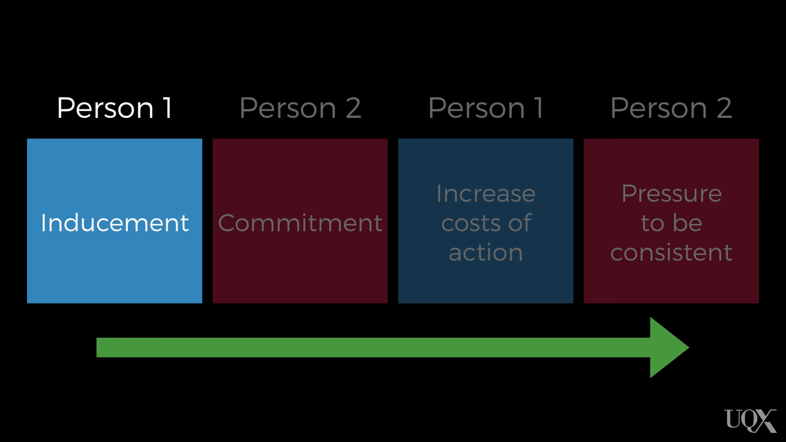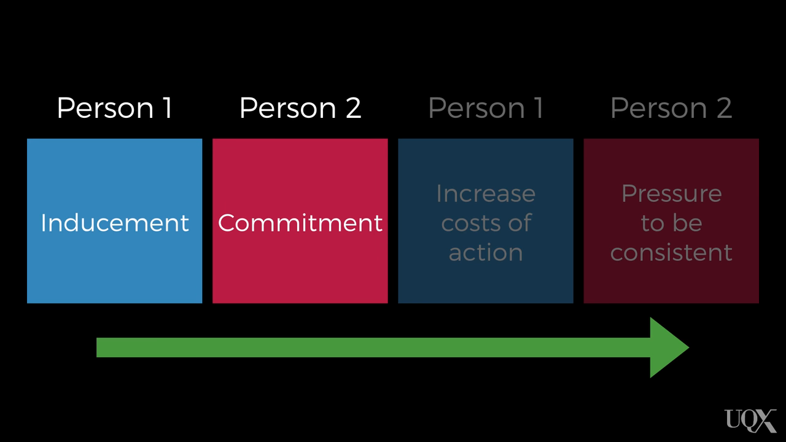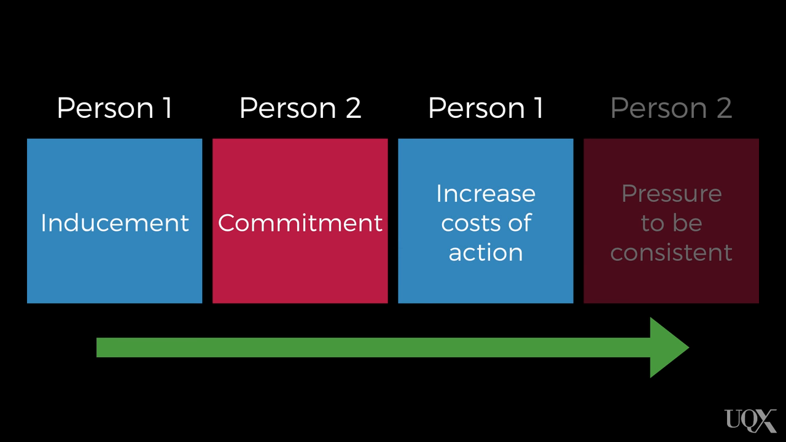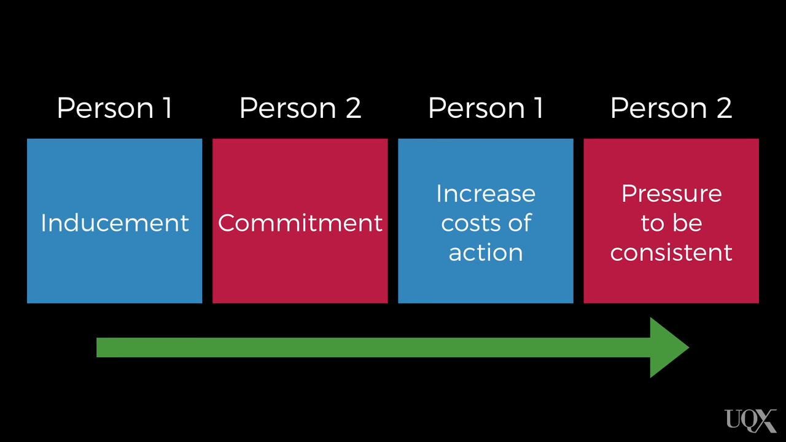A second variation of the consistency technique is called lowballing. And like bait and switch, this also involves an inducement and getting a commitment to make a decision or behaviour, but then increasing the costs of performing the action, which then pressures the individual to be consistent with the commitment. So you might advertise a product for a great price, but then once the buyer's committed to the purchase, you reveal additional hidden costs. Cialdini saw examples of lowballing in use when he worked as a used car salesman. He noticed that the owner of the car yard systematically underpriced the cars by about $400. So the cars were cheap and people would be attracted to the cars because they were cheap.